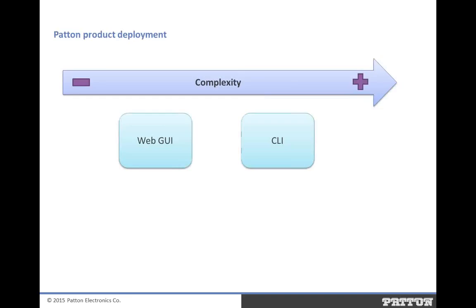So in terms of Patton product deployment, as you know, up to today we have the web interface, the graphical user interface, the so-called GUI, to configure a SmartNode, and we have the CLI, the command line interface. As you can see from a complexity level, the web interface is a bit easier for configuring a product, and if you go down to the CLI, this is more complex, but it also gives you a little bit more features for a unit to be configured.